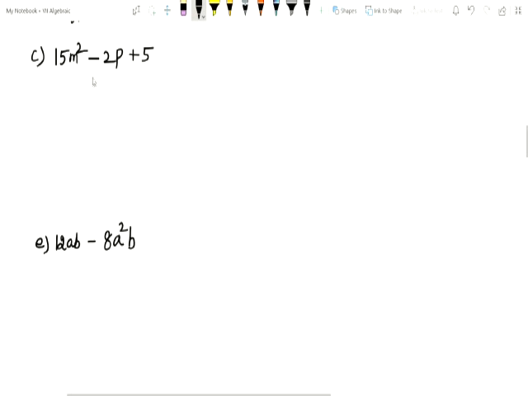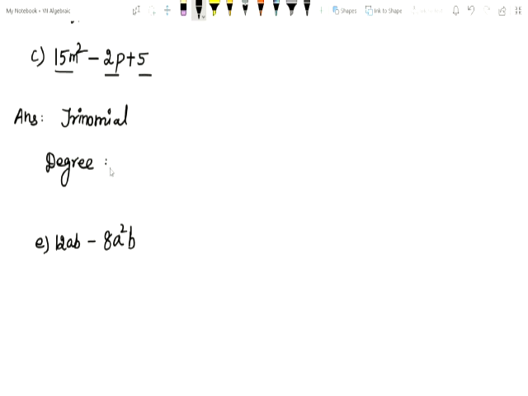15m square minus 2p plus 5. See here, how many terms are there, children? 1, 2, 3. 3 terms are there. An algebraic expression having 3 terms is called a trinomial. What is the answer? Trinomial. Then next we need to find out the degree.